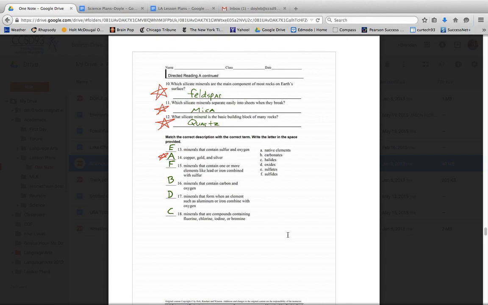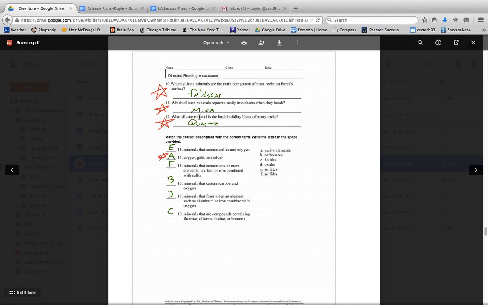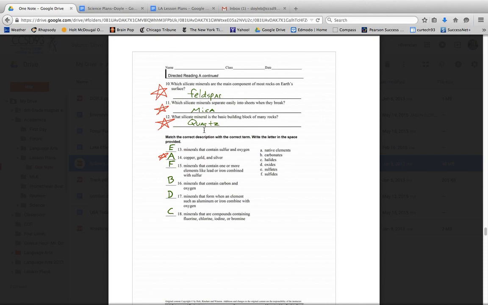Silicate minerals are the main component of most rocks on Earth is feldspar. Feldspar is a mineral that's in many, many rocks. Mica is another mineral that's a silicate. And 12 is quartz. And that's in a lot of rocks too. It's a mineral that's in a lot of rocks, quartz.